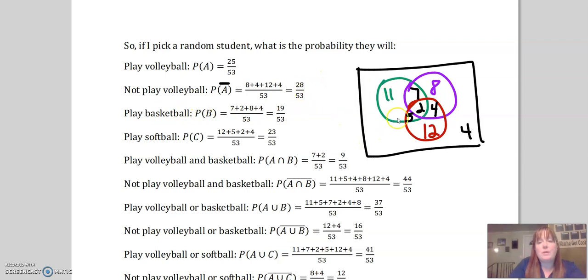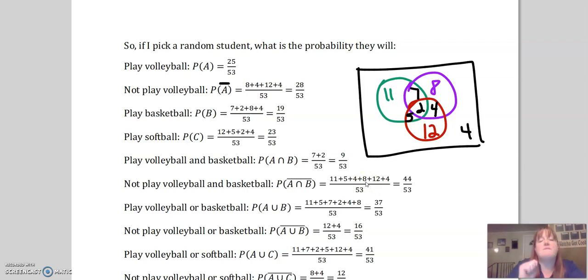What's the probability that they play basketball? So it'd be everyone inside the purple, 8 plus 7 plus 2 plus 4. What's the probability of softball? And everyone inside the red, including these people who play both or 3 sports, right? So 5 plus 2 plus 4 plus 12.